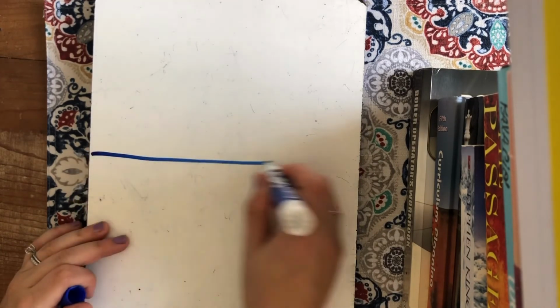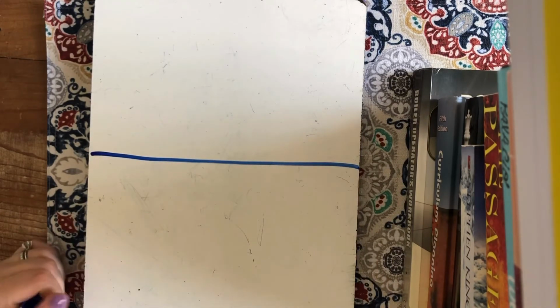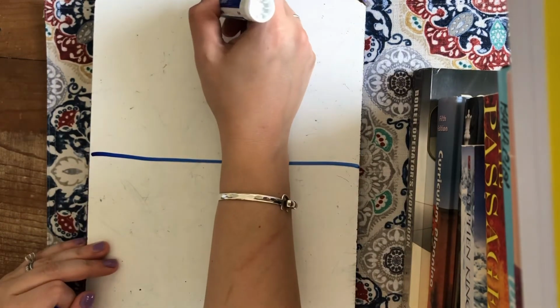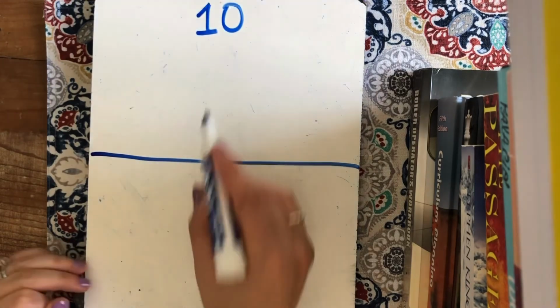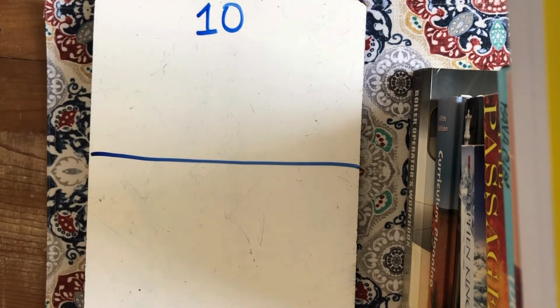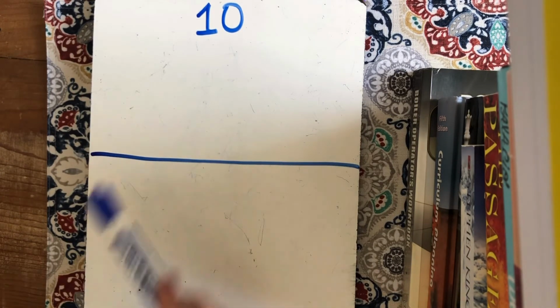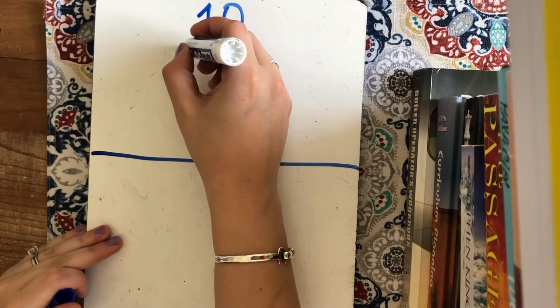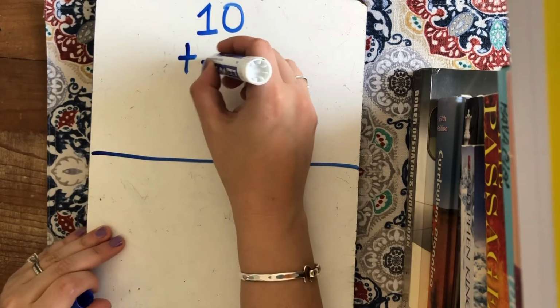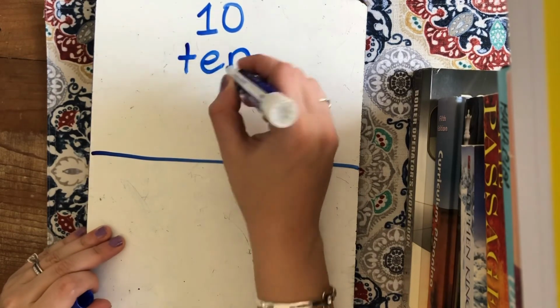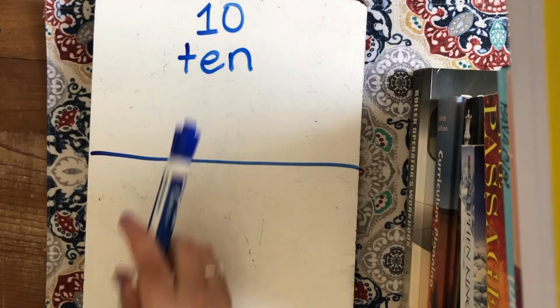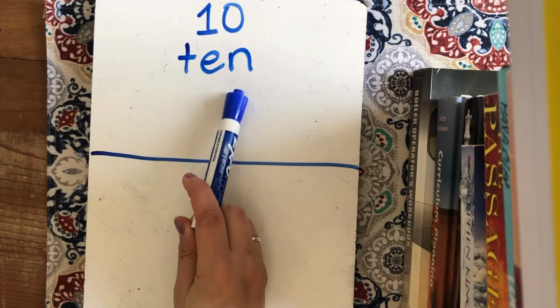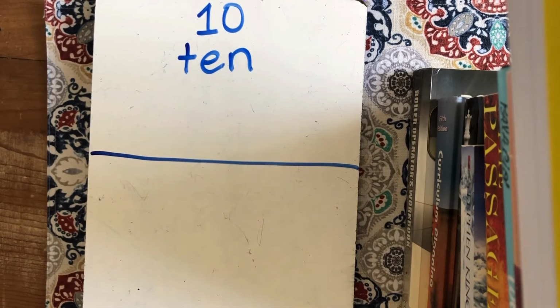Let's do our last math journal. We are going to divide the page in half. Our number today is going to be 10. Everybody say 10. 10 has a 1 and a 0, and this is how you spell the number 10. T-E-N. That's a word that you can even sound out. T-E-N, 10.